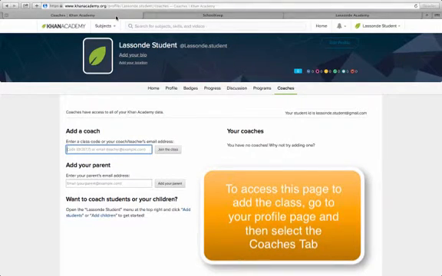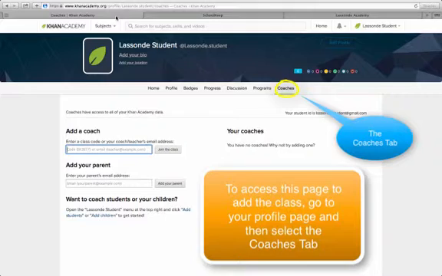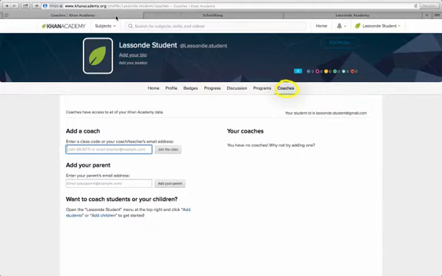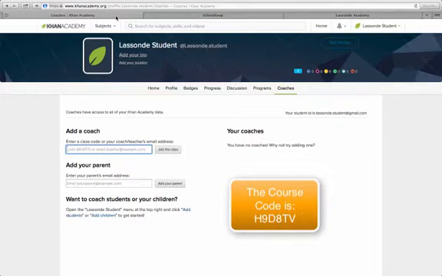So in order to be added to the Lassonde Boost Calculus and Vectors course, we need to add the class in our profile. And the way to do this is to add it using the course code. So the course code is capital H, 9D, 8, capital T, capital V. So we can join the class by using the course code.